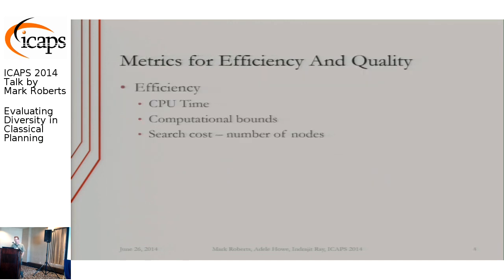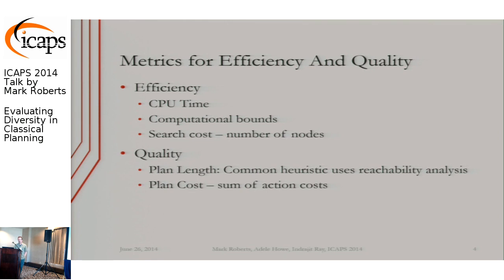The metrics for efficiency and quality are the standard ones you might expect. In the cases where I have a single algorithm built on the same planning framework, I can use something like search cost. Most often I don't have that, so I'm going to use CPU time. For quality, this is often plan length. Some of the benchmarks that I have are older, so they require us to use plan length. And then there's also this other one that's come up recently, since 2006 or 2008 or so, which is plan cost.